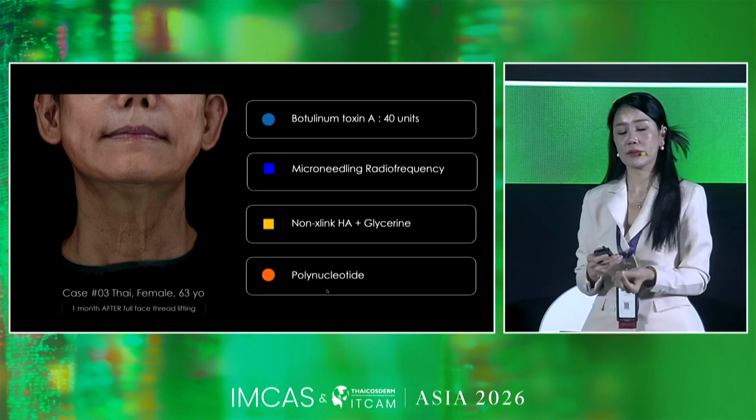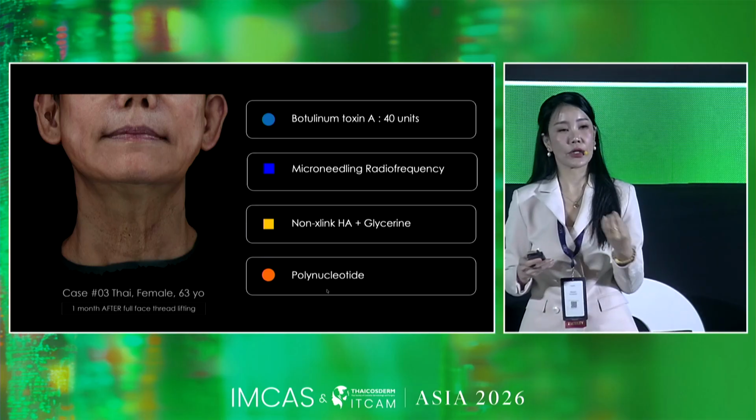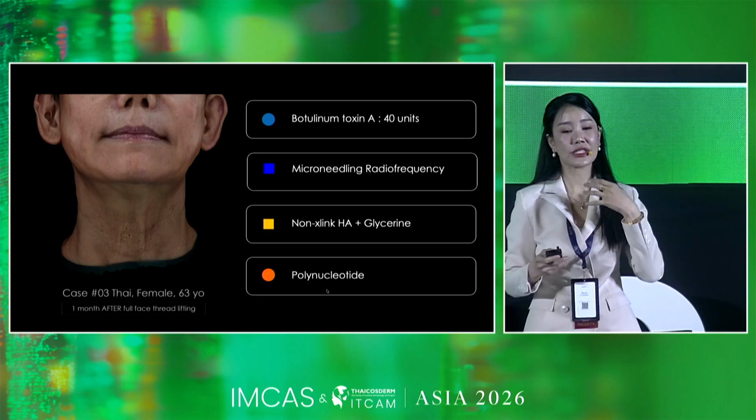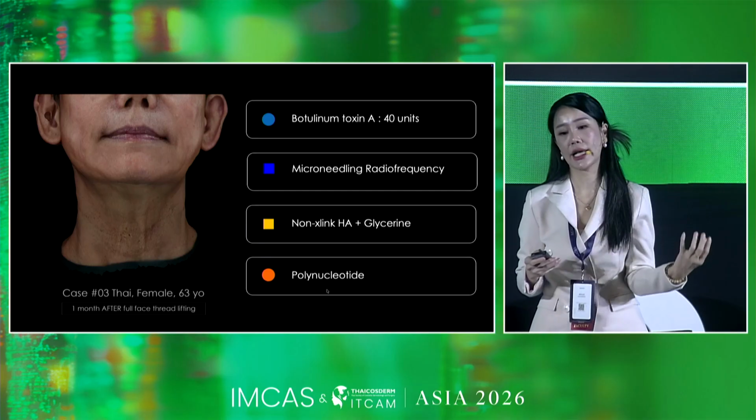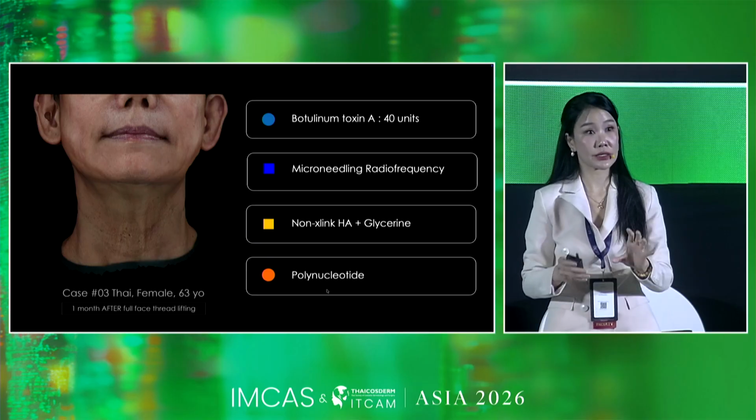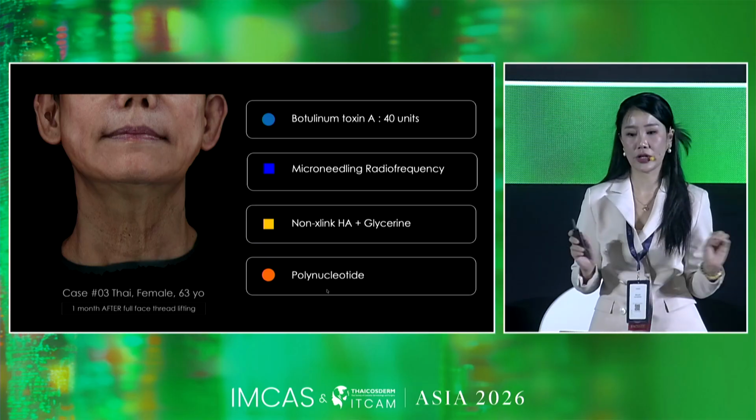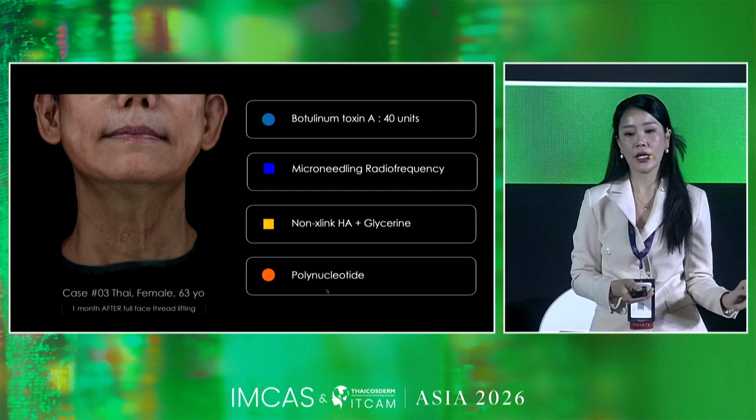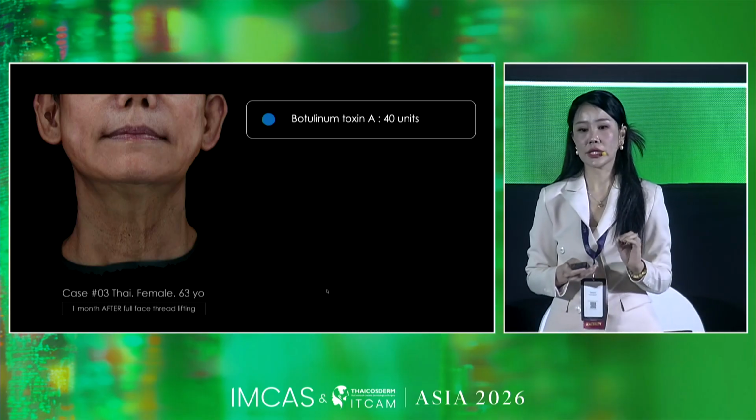I use botulinum toxin type A. I use microneedle radiofrequency for skin laxity and skin tightening, non-cross-linked HA plus glycerin because her skin is very dry, in combination with injection of polynucleotide.